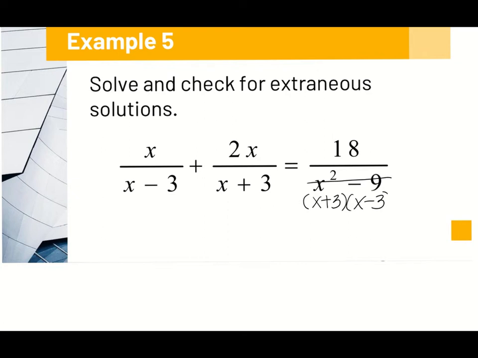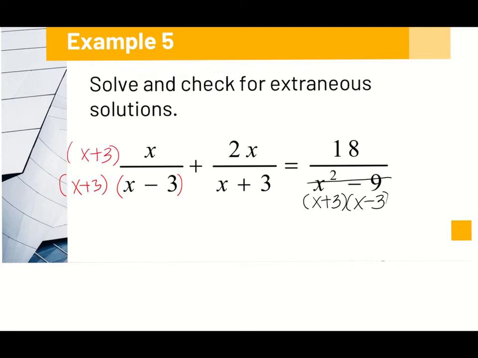The first one has an x minus 3, so it needs an x plus 3. The second one has an x plus 3, so it needs an x minus 3. And then they all would have the same combination in the denominator. So in order to make the first fraction have the same denominator as the last fraction, I have to take this and multiply by x plus 3. So I've got to do that on top.